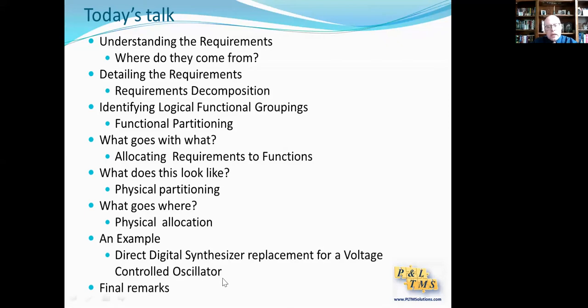And then I'm going to take an oldie, very oldie, but goodie example of a direct digital synthesizer replacement for a voltage control oscillator. This is work I did 30 years ago, so it's state of the art 30 years ago. But that's not really the key. The key here is the process of going down through the design choices. It's about how you understand what you need to do and what choices you make in the process of designing. And then I'll have some final remarks.